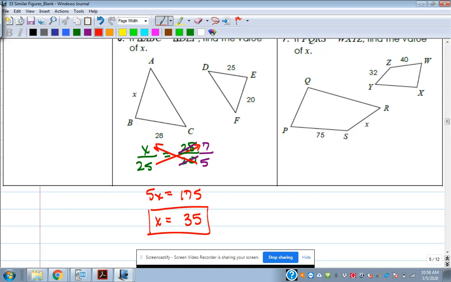And the check on it would be, if I put 35 over 25, does it reduce to be 7 over 5? And it does, because the ratio should be the same for the corresponding sides.